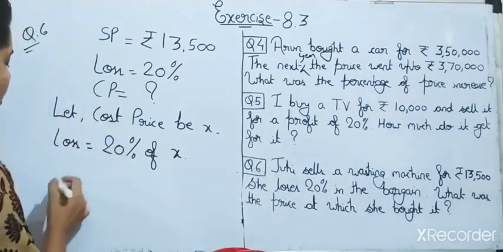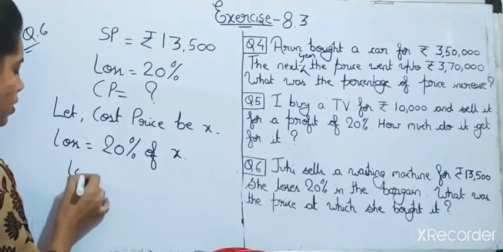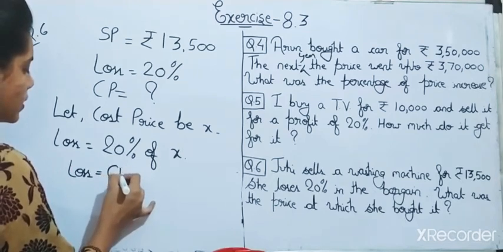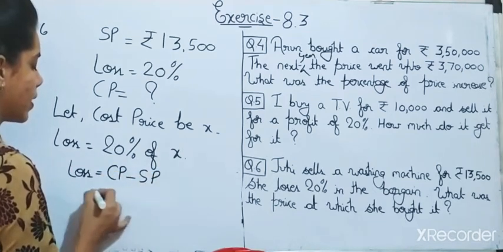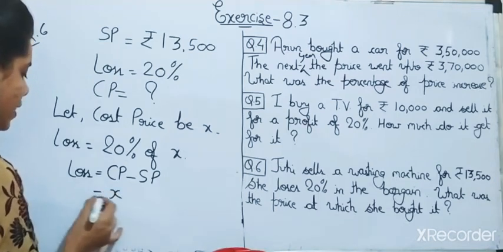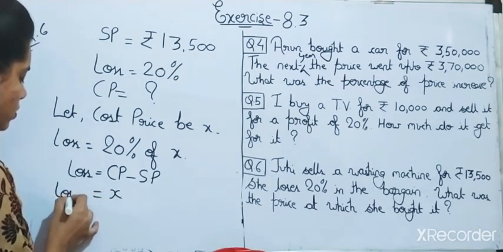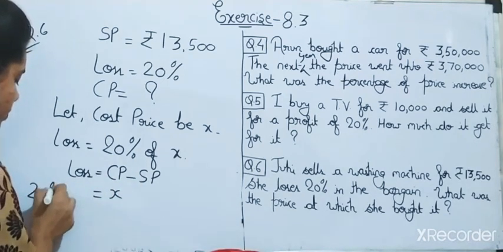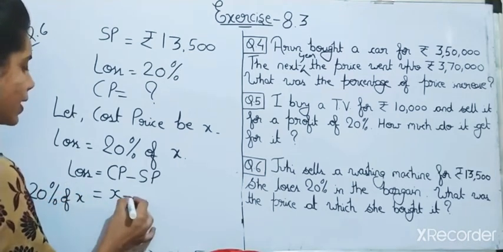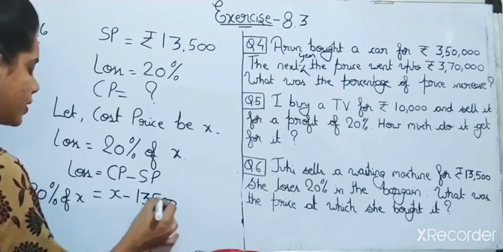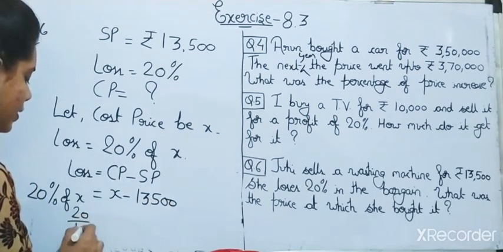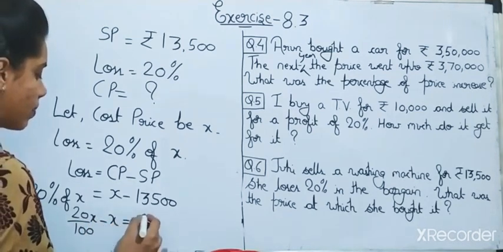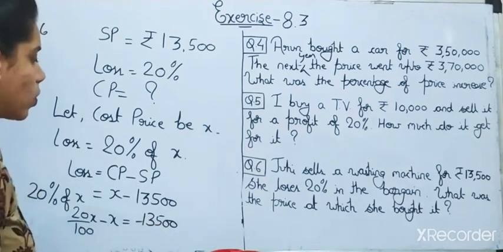Okay. Now apply the formula for loss. Loss equals CP minus SP. CP is not given, which will be X. Loss is 20% of X minus SP, which is 13,500. Now 20 by 100 X minus X will be equal to minus 13,500. Okay.